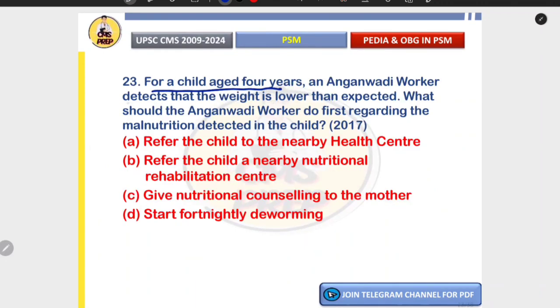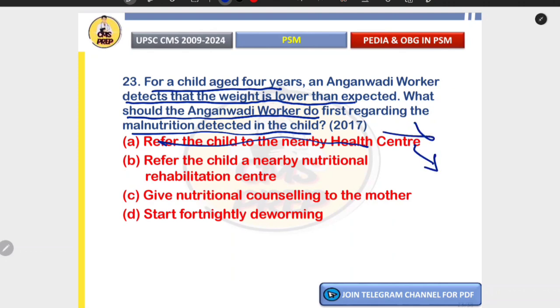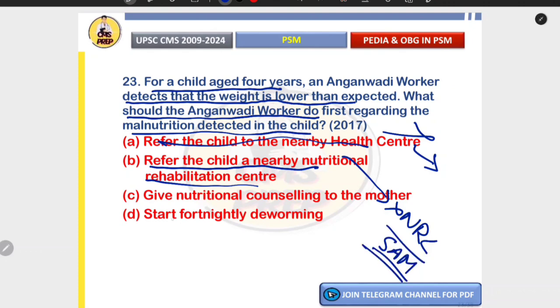For a child aged 4 years, an Anganwadi worker detects that the weight is lower than expected. What should the Anganwadi worker do first regarding the malnutrition detected in the child? So option A, refer to nearby health center. It is incorrect. Not every underweight child needs immediate medical referral. Option B, refer the child to a nearby nutritional rehabilitation center. It is also incorrect because NRC is only for severe acute malnutrition.